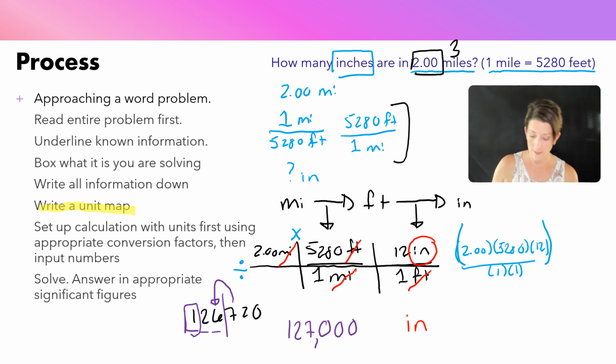127,000 inches. If you want to go to scientific notation, remember our mantissa is going to be the 127. Then we're going to count 1, 2, 3, 4, 5 times 10 to the 5th. It is never wrong to go to scientific notation because it does show you what is considered significant. It is up to you on how you want this final problem to be represented.